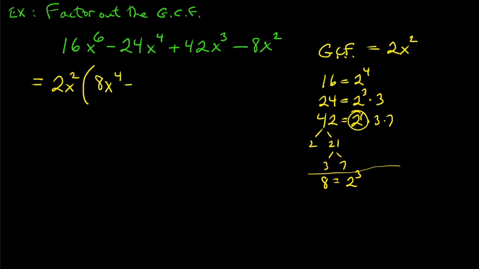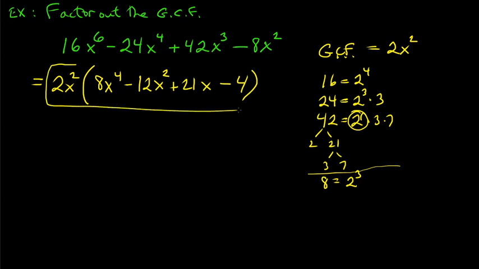Yeah, so negative 24 divided by 2 is negative 12. X to the 4 divided by x to the 2 is x to the 2. And 42 divided by 2 is 21. And x to the 3 divided by x to the 2 is x. Minus 8 divided by 2 is 4, and x squared divided by x squared is, well, 1. So that's it.